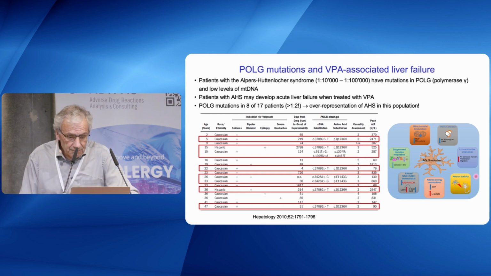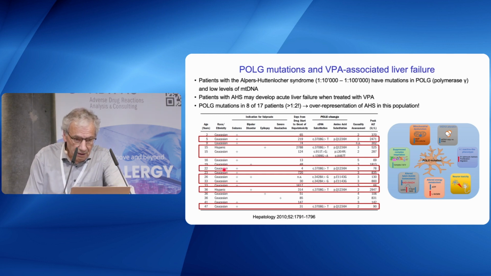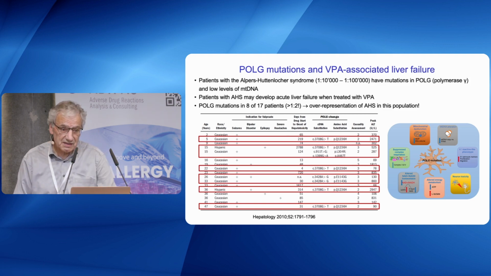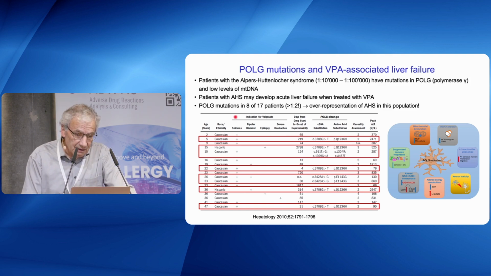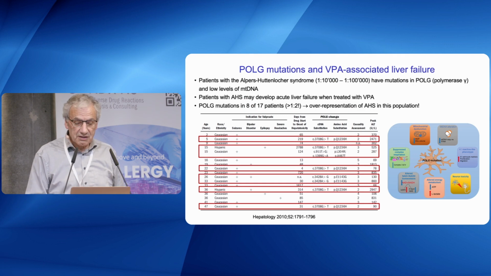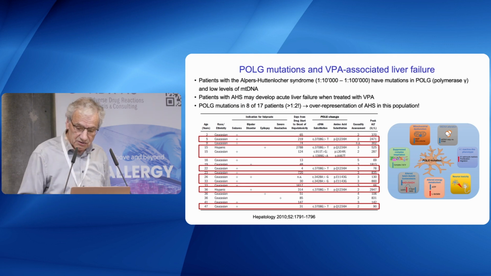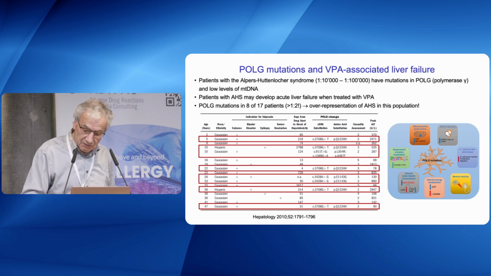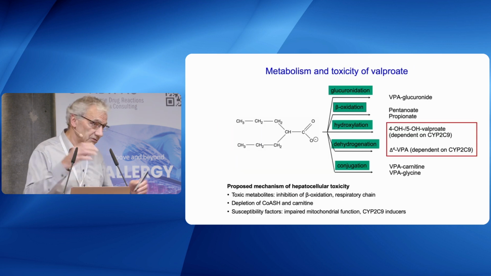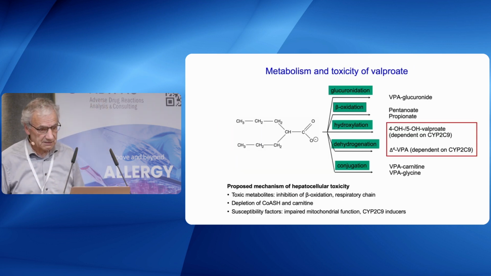And you see here now, these authors, they published 17 patients with valproic acid-associated hepatotoxicity, severe hepatotoxicity, and in 8 of these 17 patients, they found a POLG mutation. And you see the POLG mutation in the normal population is 1 to 100,000. So it's a clear overrepresentation, and you see that this is a risk factor for the hepatotoxicity of valproic acid. This has been confirmed now several times.